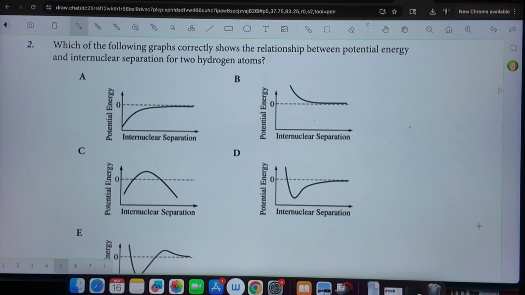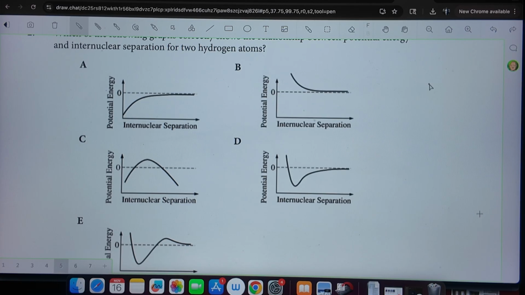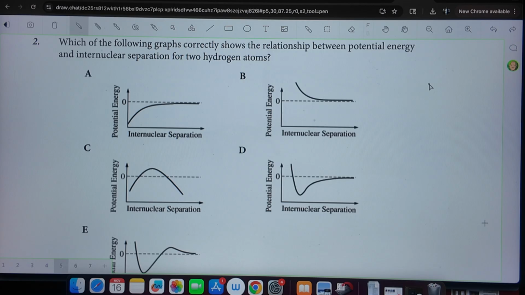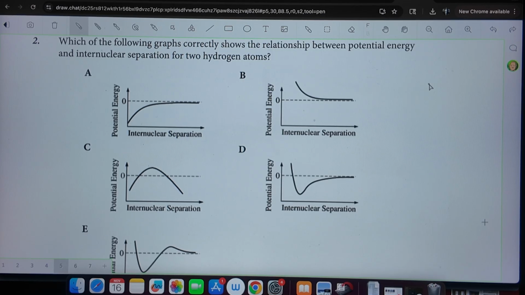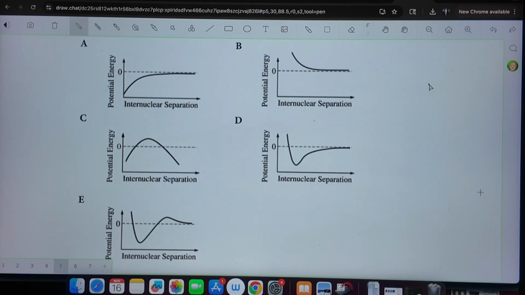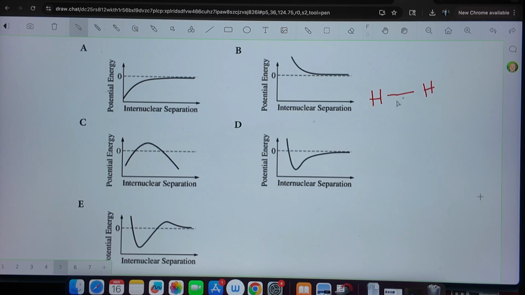Next question. Hopefully we can get all of it on the screen. Okay, hopefully that works. Which of the following graphs correctly shows the relationship between potential energy and internuclear separation for two hydrogen atoms? So that's H2. This would be a covalent bond because there's no difference in their electronegativity, so they would equally share the electron.